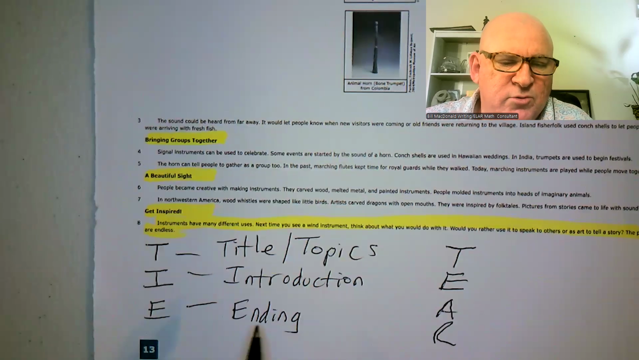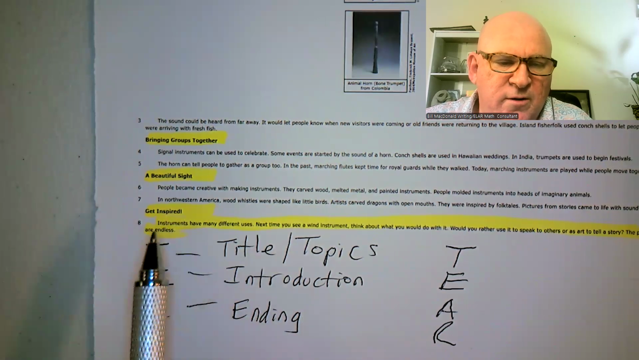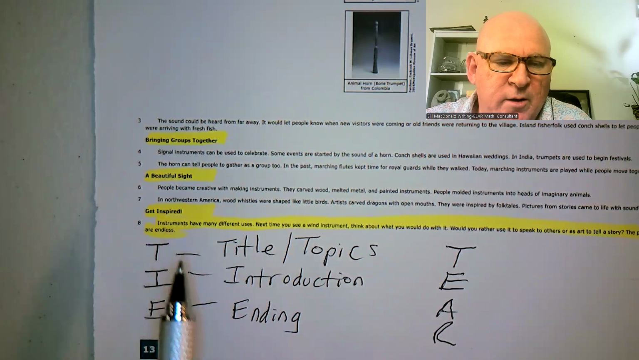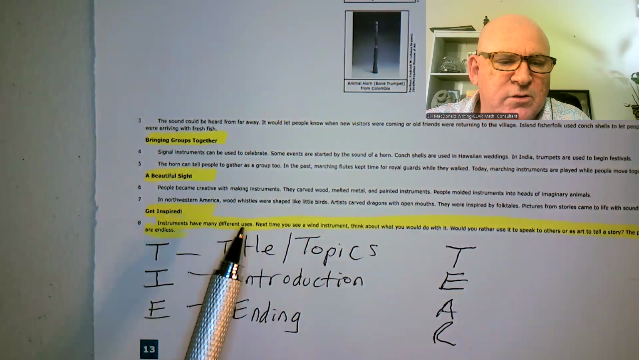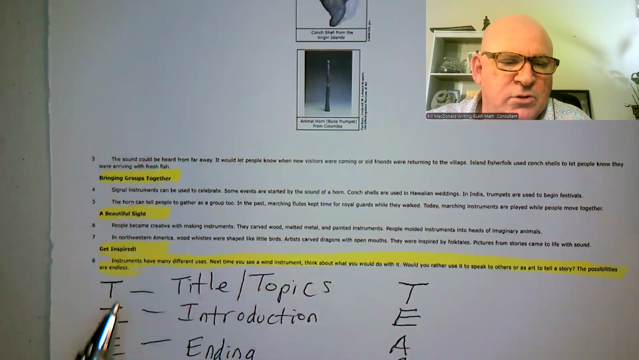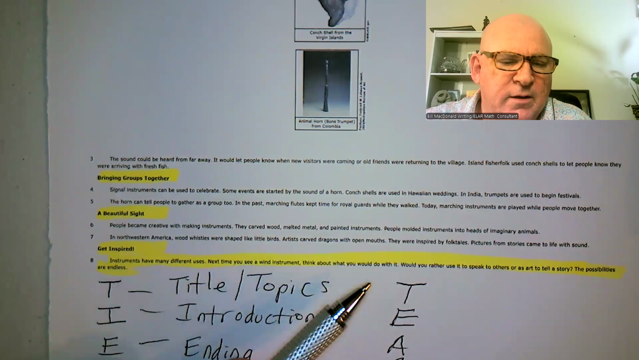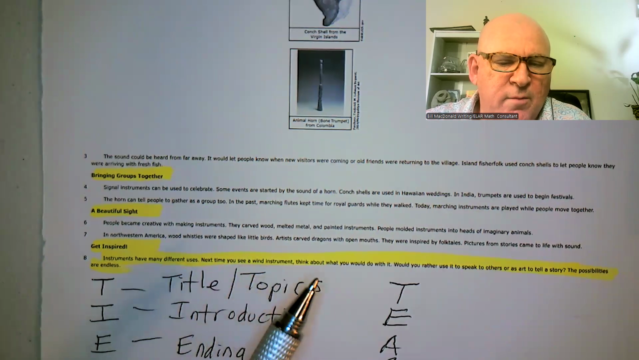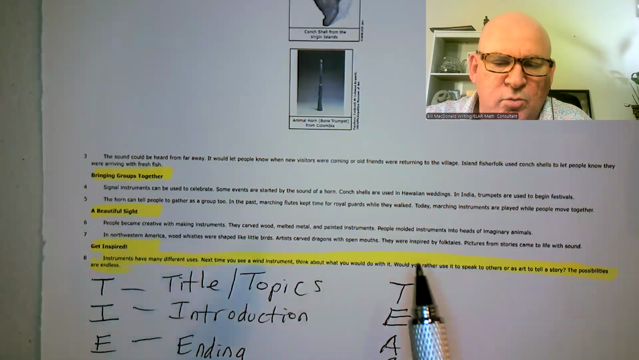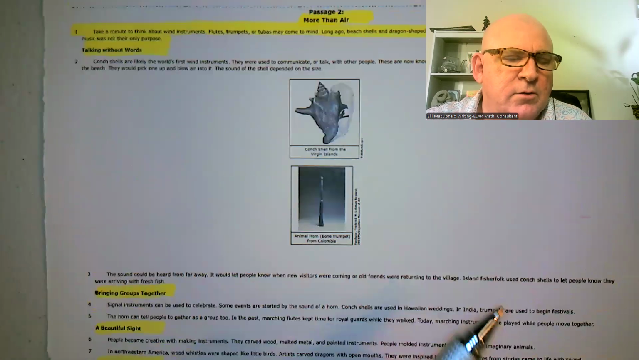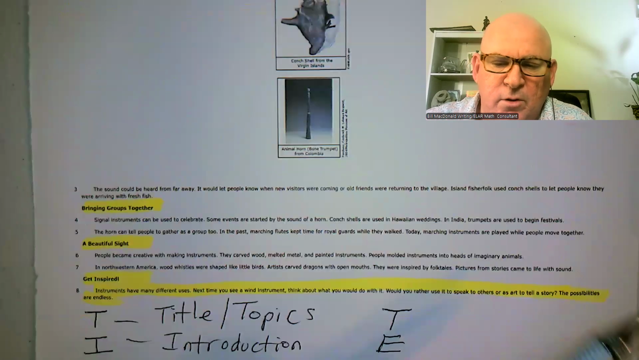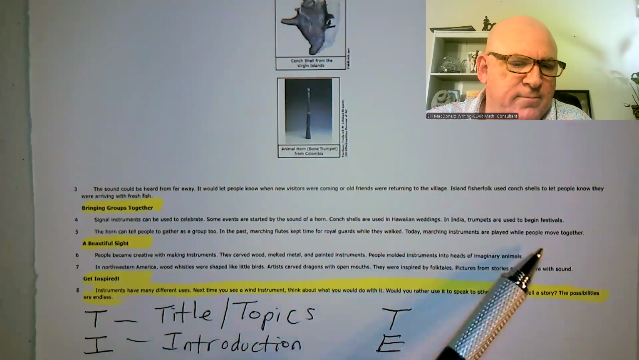What's left? Well, let's read the ending, because sometimes what I call the socks and the shoes of a selection are what help us understand how all this ties together, just like the laces. Instruments have many different uses, okay? And those topics mention some of them. Next time you see a wind instrument, think about what you would do with it. Would you rather use it to speak to others? What is speaking to others? It would be talking without words, communicating, or use it to tell a story. Okay.